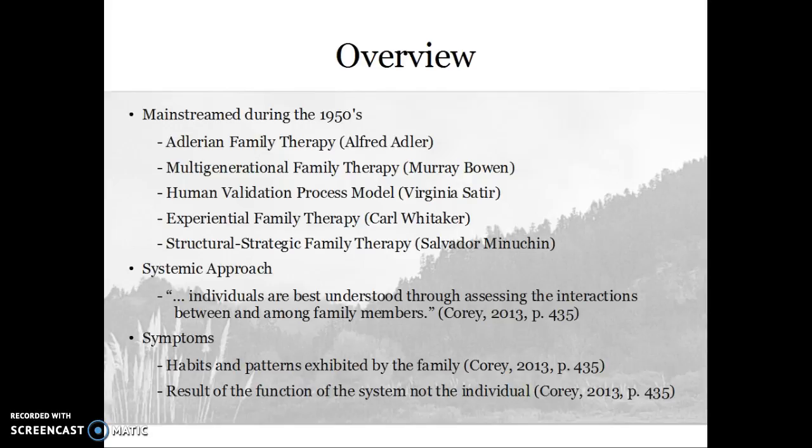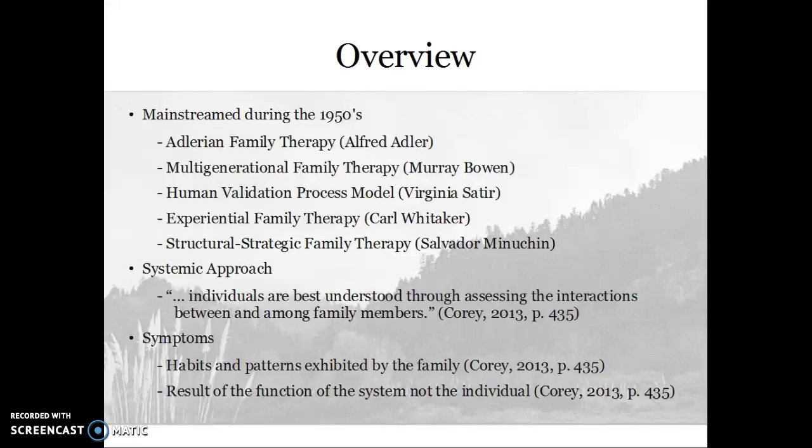Family therapy was brought into the mainstream during the 1950s. There are a few different models to follow when it comes to family systems therapy, such as Adlerian family therapy, multi-generational family therapy, the human validation process model, experiential family therapy, and structural strategic family therapy. I will speak a little about each of these frameworks for family systems therapy, but first, I'd like to explore family systems therapy's basis more broadly.